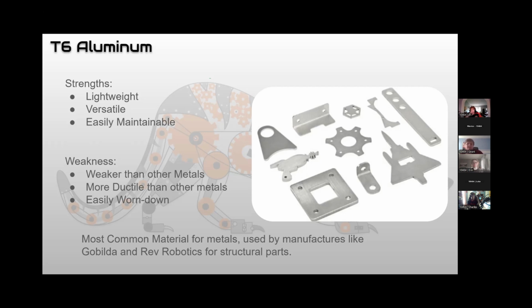But this is the most common material used for metals in manufacturers like Gobelda and Rev. All their structural supports that I know of, at least, all their main structural supports are made out of aluminum just because of the cheap cost and the structure it brings as a metal.